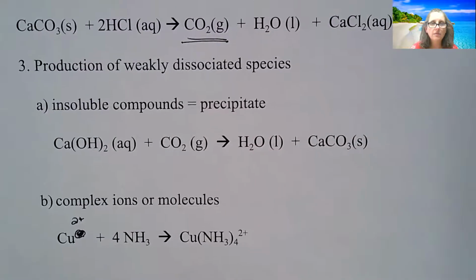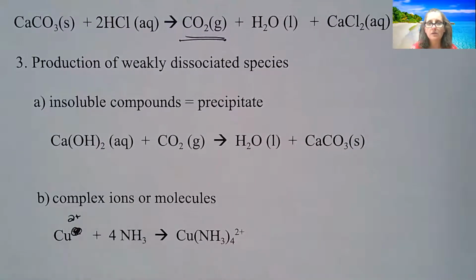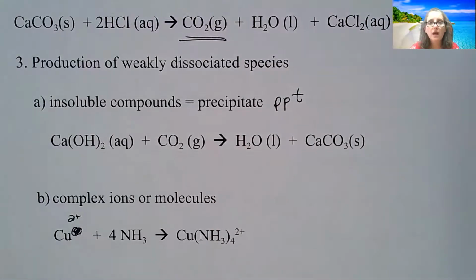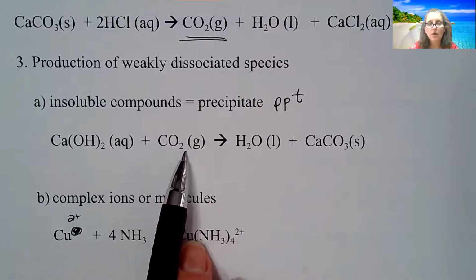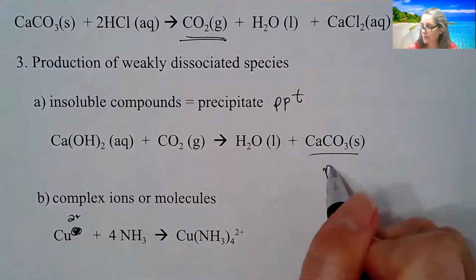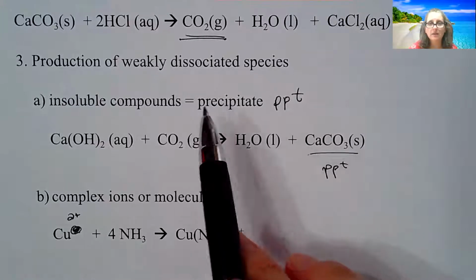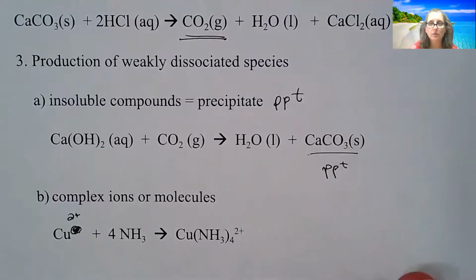And then number 3, the production of a weakly dissociated species. So insoluble compounds, and I'll talk about that here in a second in terms of solubility rules, but what it means is if something is insoluble, it makes a precipitate. So the symbol we're going to use is PPT for precipitate. So here I have an aqueous, I'm bubbling through carbon dioxide, and I make a precipitate, I make calcium carbonate. So anytime that it forms a precipitate, something insoluble, you will make product, it will go to product.